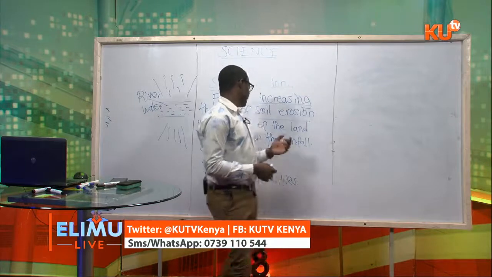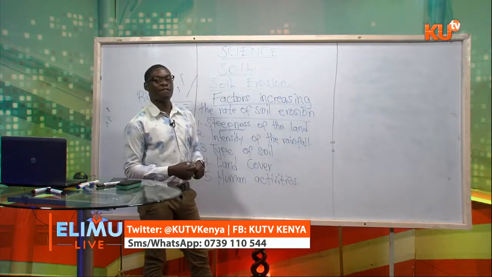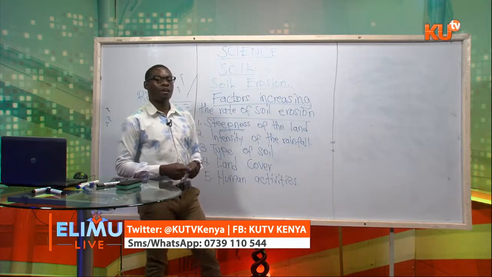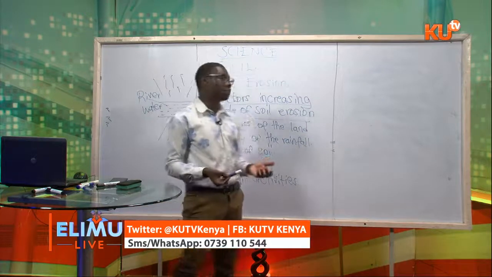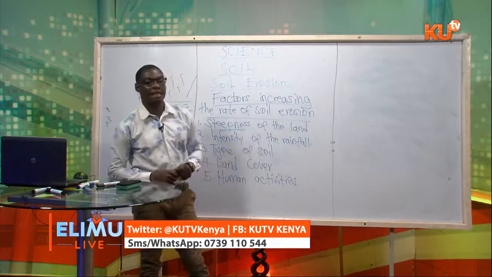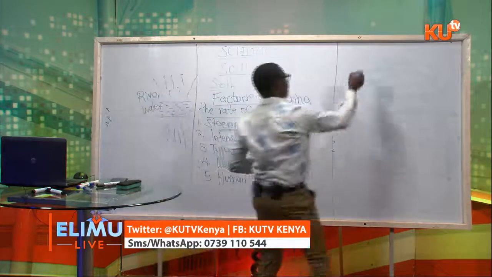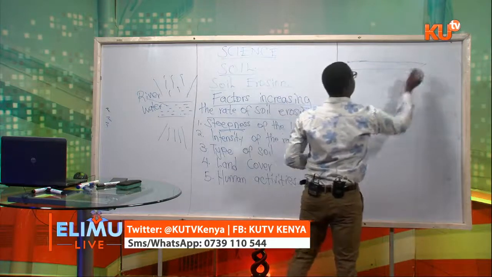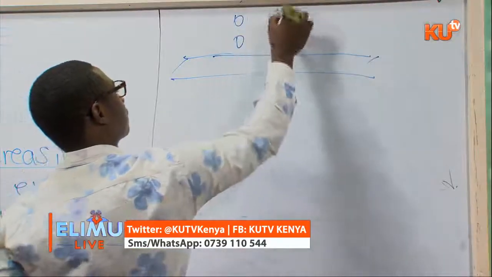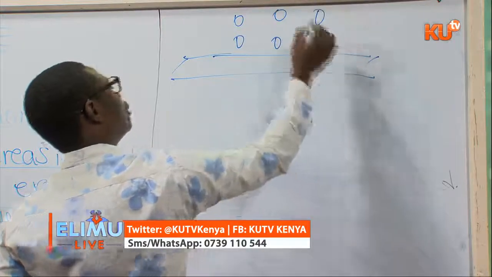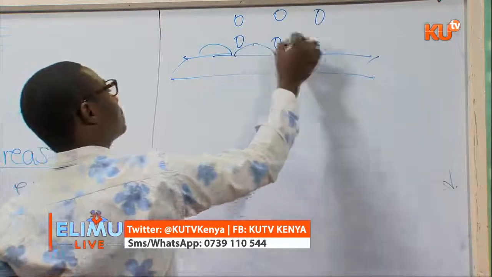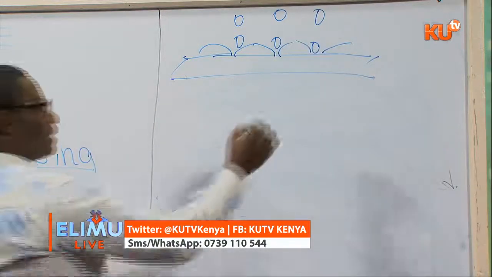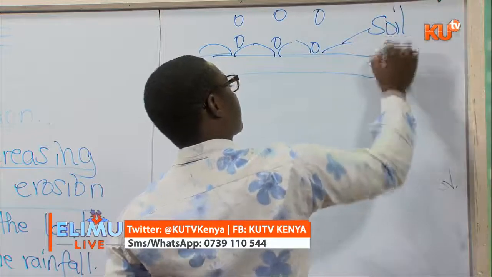Now, when the intensity is high or the rainfall is so high, then it's likely to have more effect on soil erosion compared to if the rainfall was not intense. Such that if this one is your land and we have intense rainfall, it will displace a high number of soil particles. So many soil particles will be displaced.